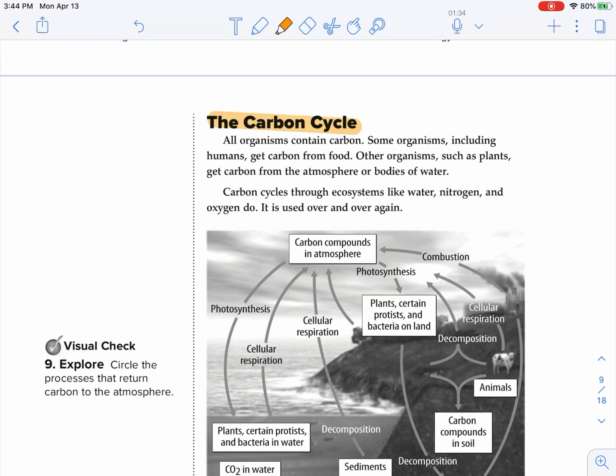All right, guys, let's go ahead and finish up lesson 2 and read about the carbon cycle.